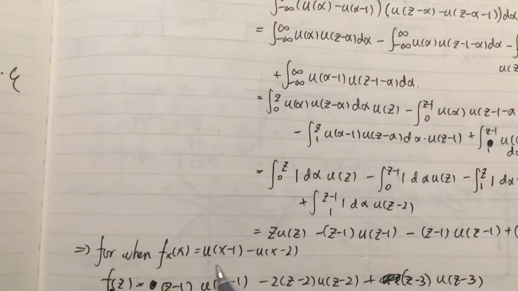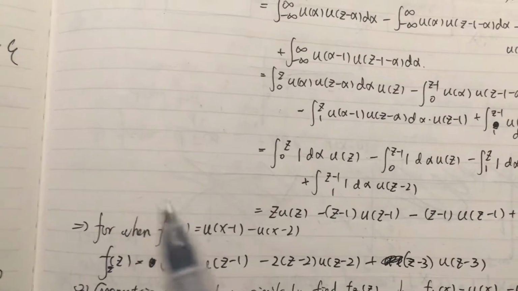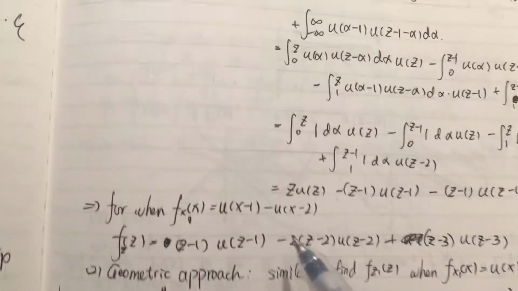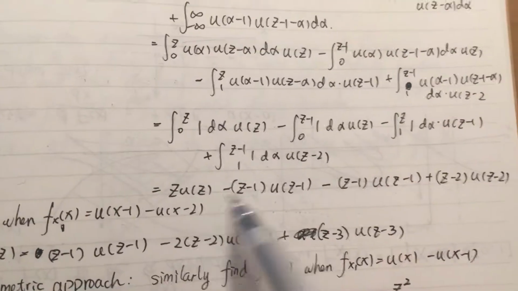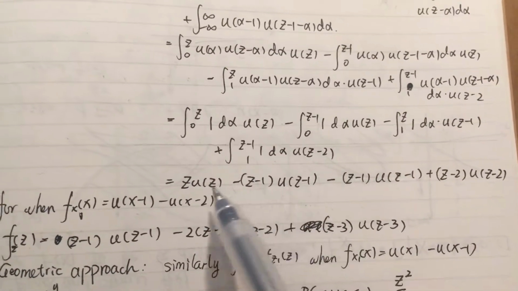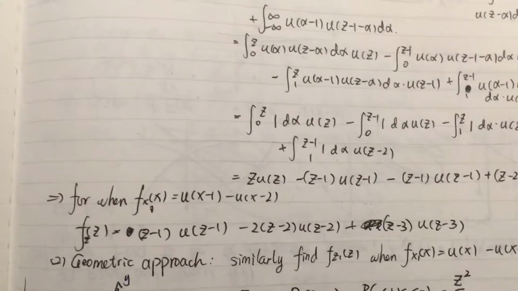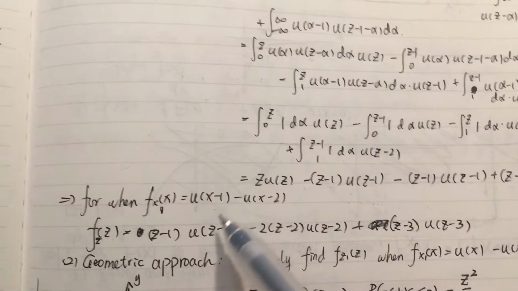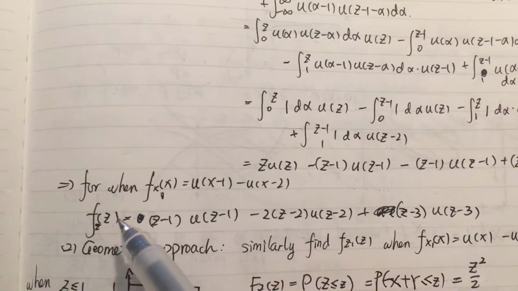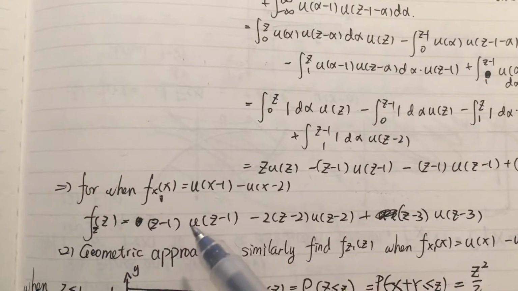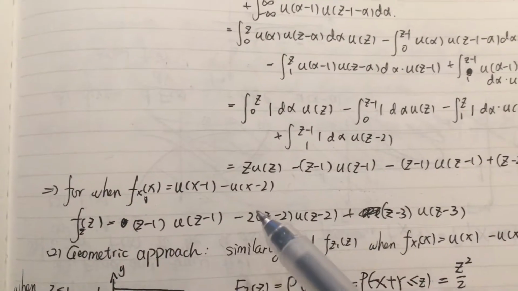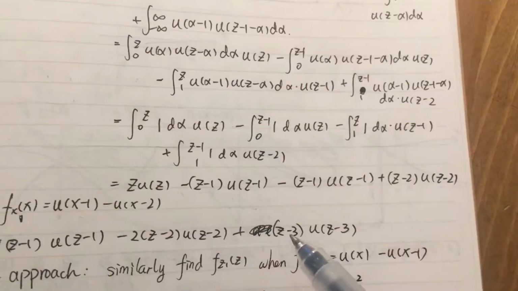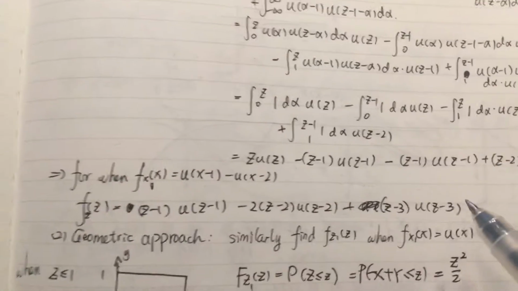And so for when f_X1 is equal to u(x - 1) - u(x - 2), we just shift the whole result in this equation by 1 to the right-hand side. By substituting z with z - 1, we get the final result: (z - 1) times u(z - 1) minus 2 times (z - 2) times u(z - 2), plus (z - 3) times u(z - 3).